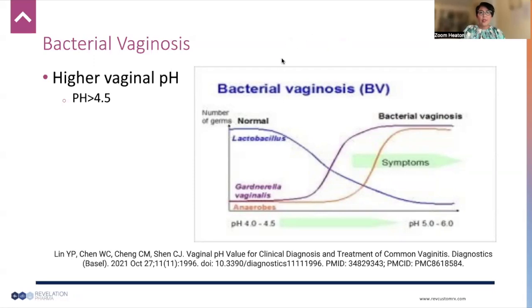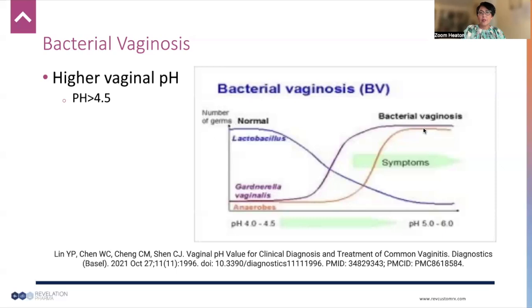So if you notice here, the normal vaginal pH is between 4 to 4.5. And if you'll notice here, lactobacillus and Gardnerella vaginalis are in normal ranges. They stay there and they don't do any harm. But as the pH rises above 4.5, you'll see how the vaginal area becomes a lot more susceptible to conditions like bacterial vaginosis.